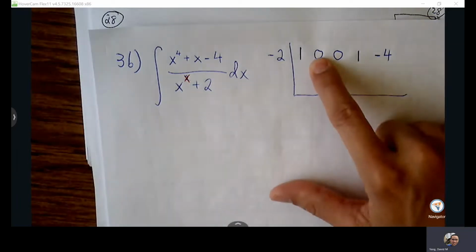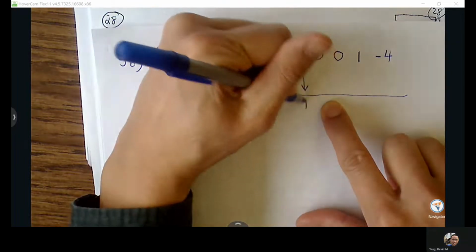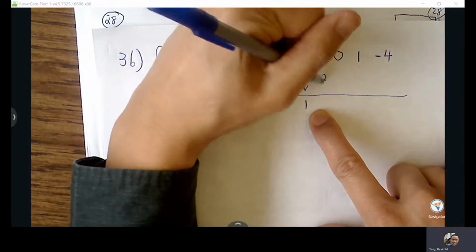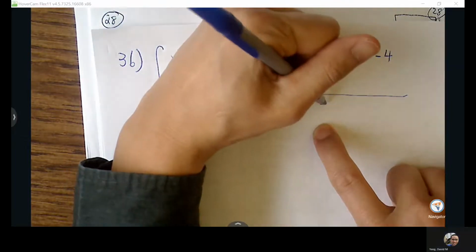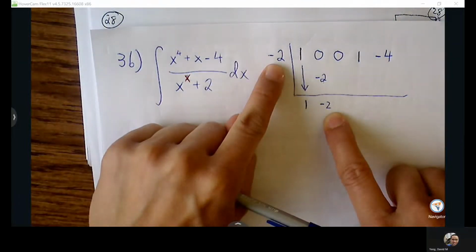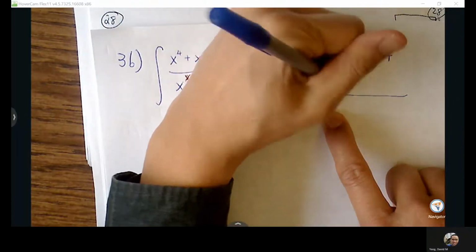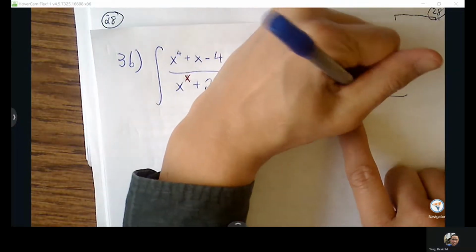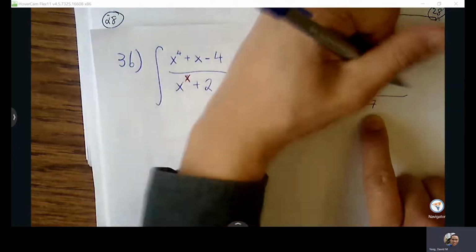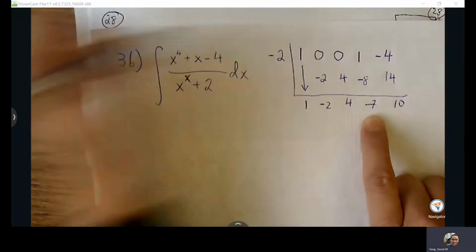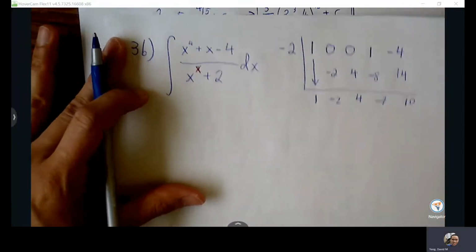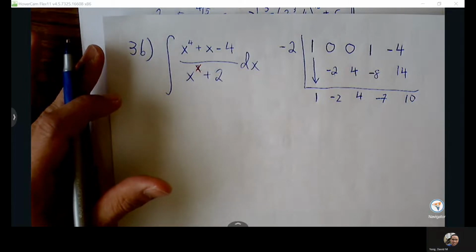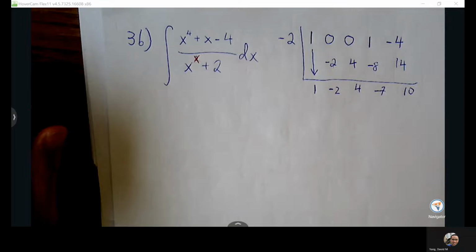All right, so we take the first term down below the line, multiply with the outside number, add inside the box, multiply, add, multiply, add, multiply, and add. And double check here.